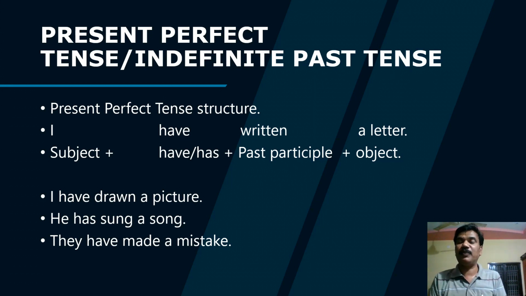Therefore I have written a letter means I wrote a letter and it exists. That means you could see the letter, because the writing is completed. So some more examples for you. I have drawn a picture. He has sung a song. They have made a mistake. Like this, you can use any subject, any verb, any object. But here what you have to understand is you should follow the structure: subject, have or has, plus V3, plus object.